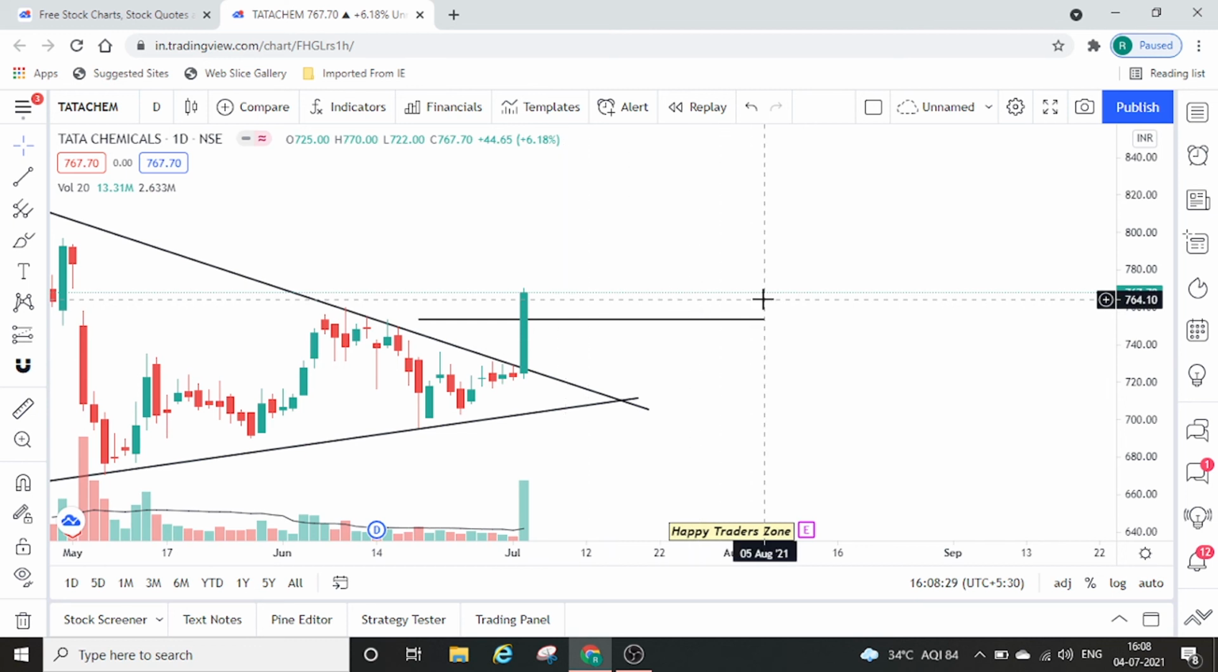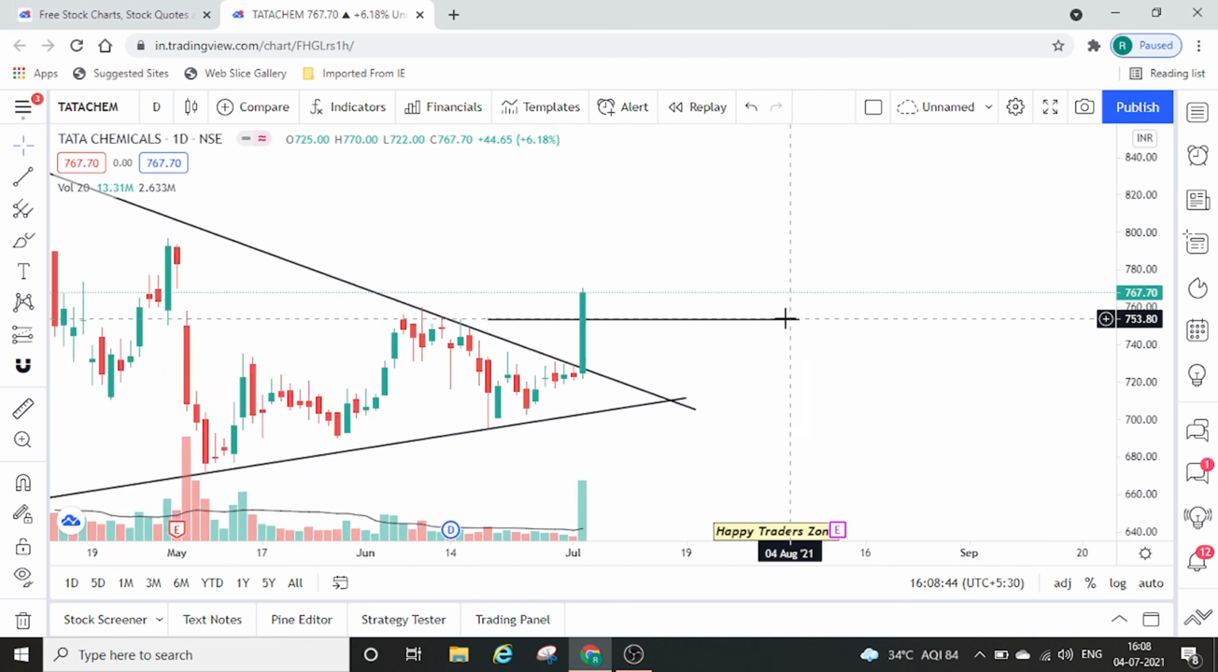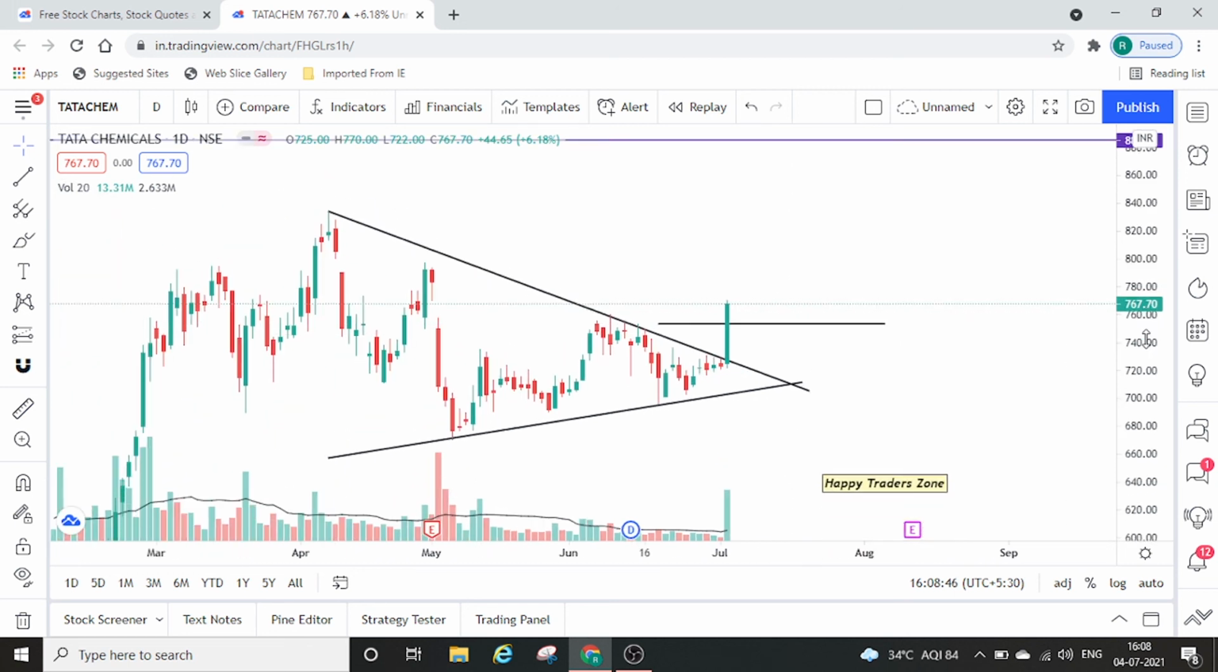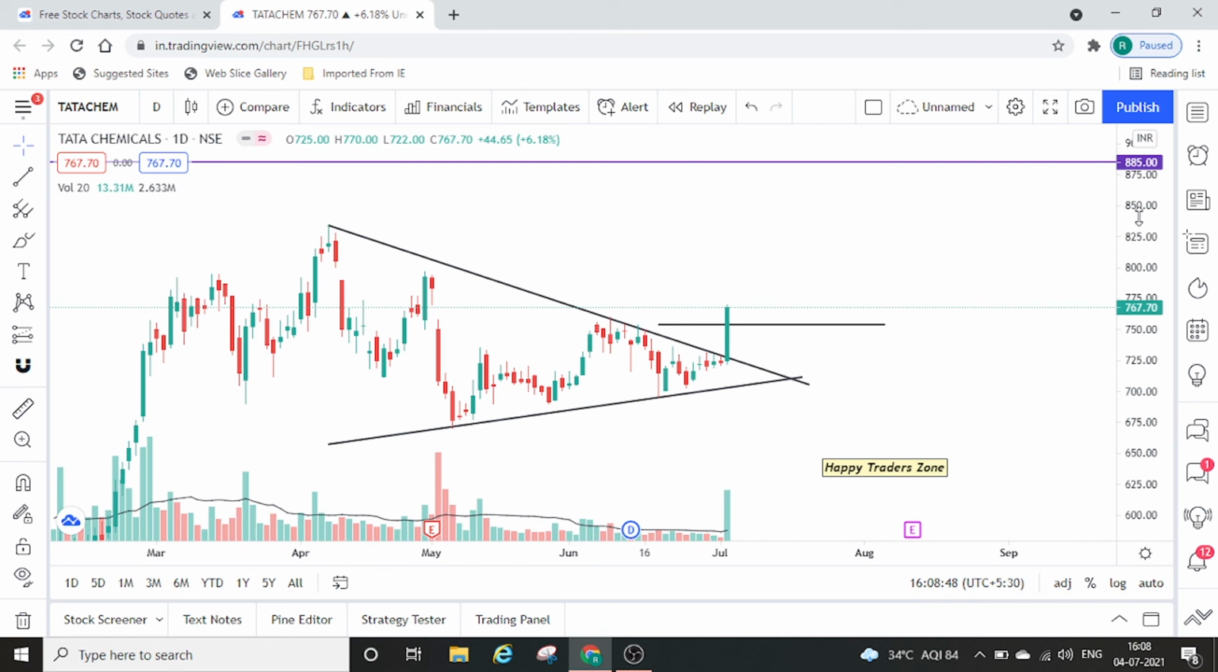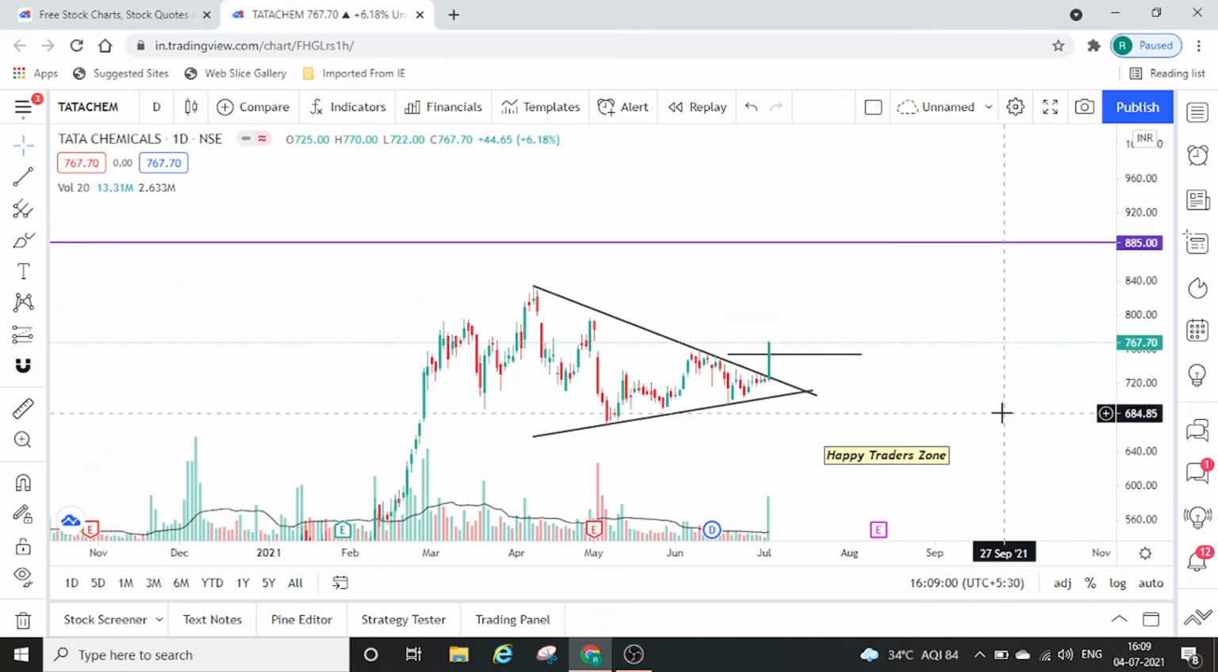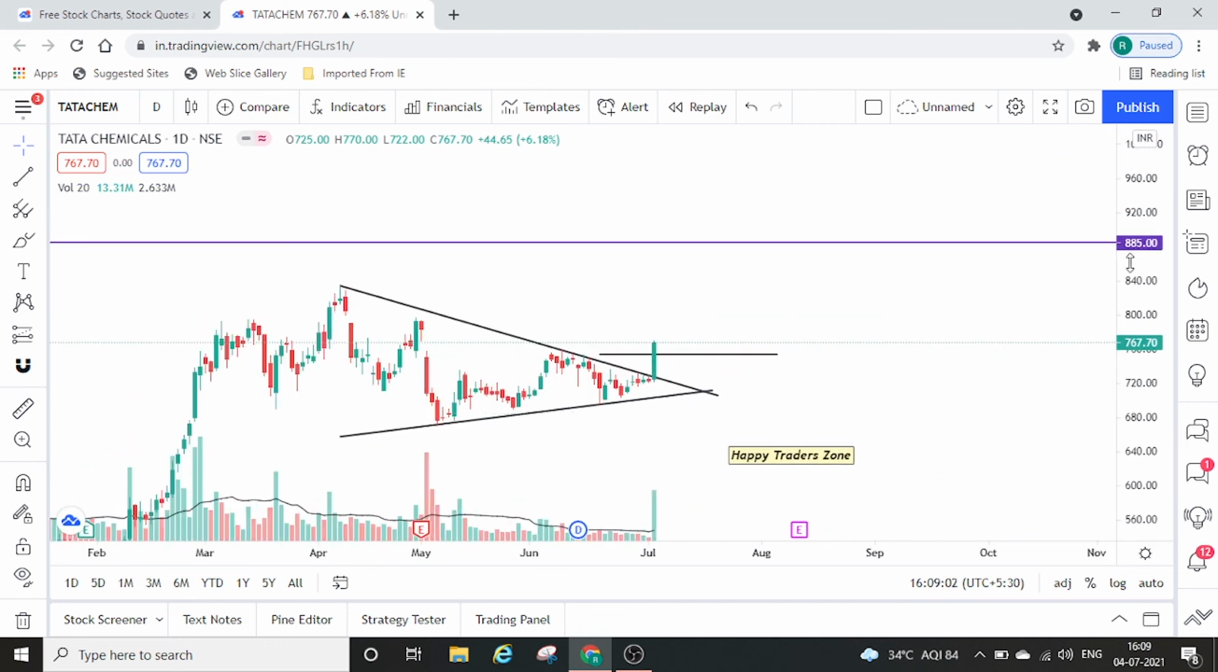And if the stock provides a retracement or retest up to 750, it has the chance to come down. If you get an entry at 750, you may make a new entry here, and we can expect around 10 to 15% target, and as a quicker target we can expect 885.